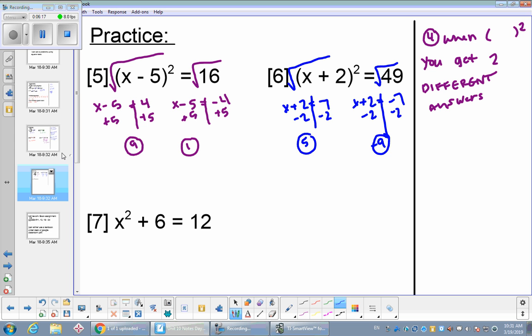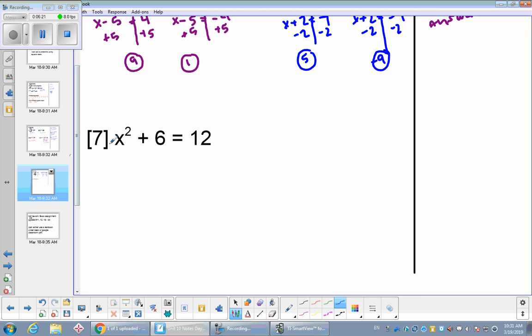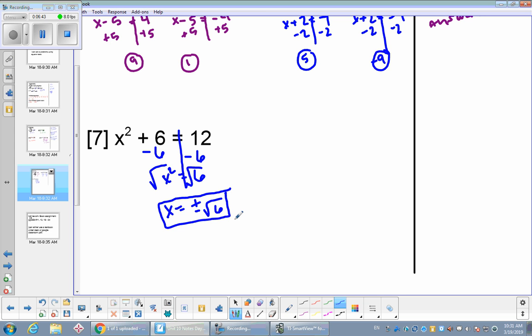Now the last one doesn't have parentheses, so I don't need to go through that process. I just need to get the x squared alone. So I'm going to minus 6 from both sides. And then I got the x squared alone, so I'm going to square root. And this is an example of a non-perfect square. So remember what we wrote: we just leave it as positive and negative root 6, because we don't know the square root of 6. So we're just going to leave it as positive and negative root 6, right?